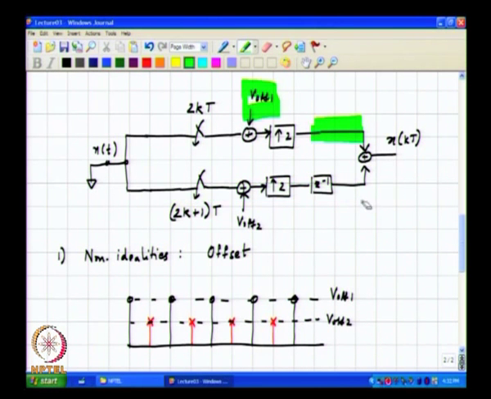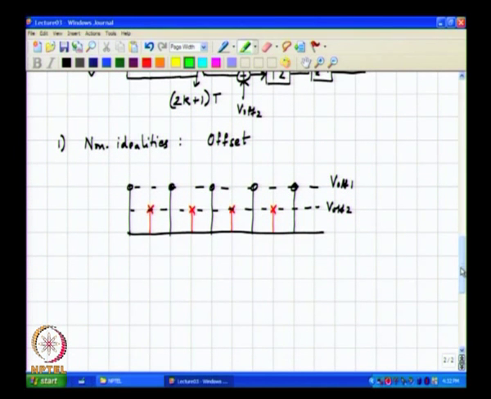Now, the lower channel also adds offset, which is V offset 2, V offset 2, V offset 2 and so on. Since we are interleaving these two sequences, the output of the composite system when the input is 0 will be a sequence like this. Is this clear to everyone? Now, all that I am saying is that we can think of this sequence as the sum of two sequences, one which is the average, drawn in the blue squares, plus another sequence.